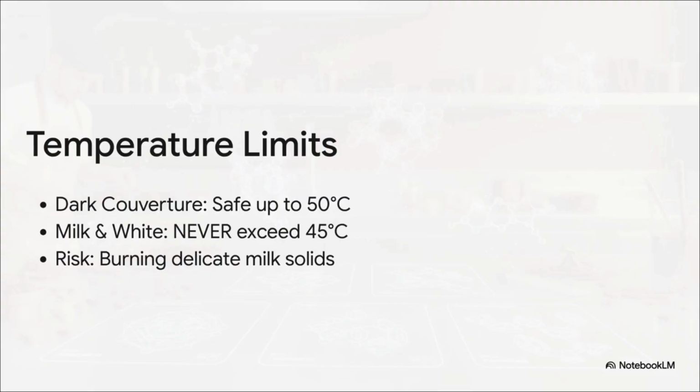Not all chocolate can handle the exact same heat. If you're working with a premium dark couverture chocolate, pushing it all the way up to 50 degrees Celsius is perfectly safe. However, if you're working with milk chocolate or white chocolate, you must never exceed 45 degrees Celsius. The critical point to take away here is the risk factor. Milk and white chocolates contain highly delicate milk solids. If you cross that strict 45-degree threshold, you will literally burn those milk solids, completely and permanently ruining the flavor and texture of your entire batch. But as long as you respect these limits, you'll be left with a perfectly uniform, completely liquid, blank canvas.